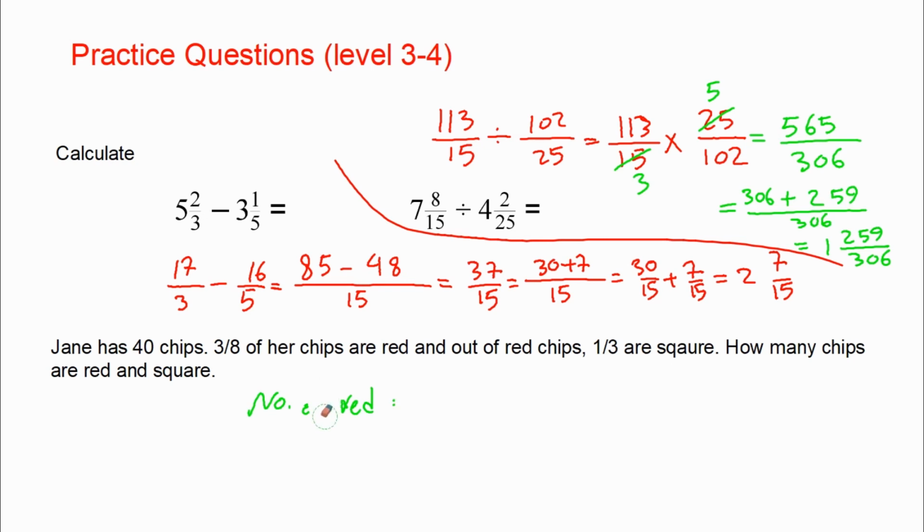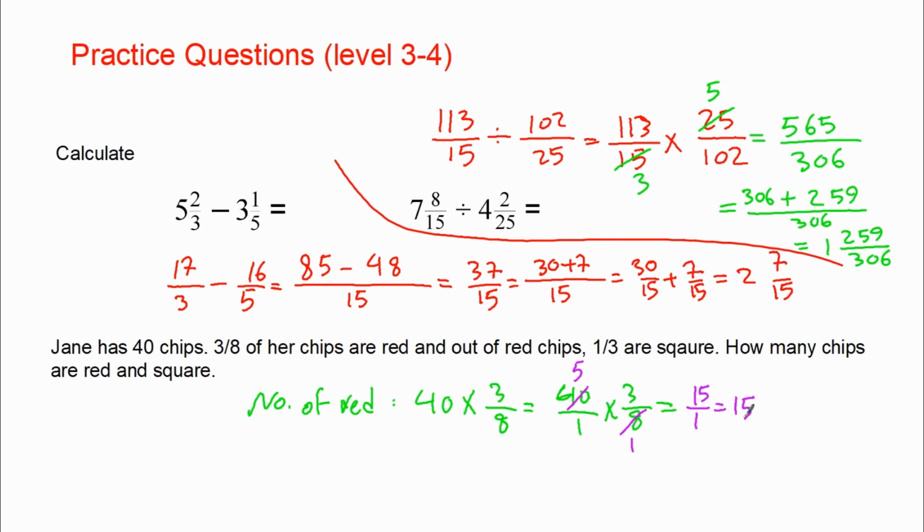So the number of red in here would be 40 times 3 over 8. And that is basically 40 over 1 times 3 over 8. Again, we can simplify this in here before multiplying. Divided by 8 is 1, divided by 8 is 5. 5 times 3 is 15 over 1, which is 15. So out of 40, 15 of these chips are red.